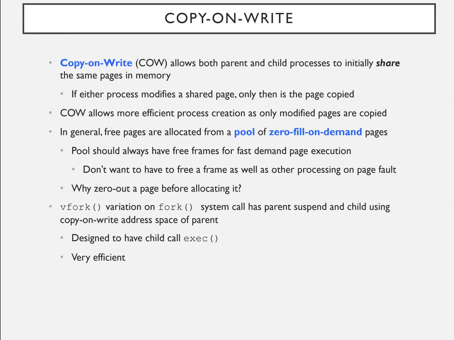So, one approach to all this is copy on write, and it allows both child and parent processes to share the same pages in memory. If either process modifies a page, then only that page is copied. If you think about that for a second, the advantage is we only keep differences. It allows more efficient process creation, as only modified pages are copied. Free pages are allocated from a pool of pre-allocated, on-demand pages filled with zeros. If the pool has free frames, we can do fast page allocation.